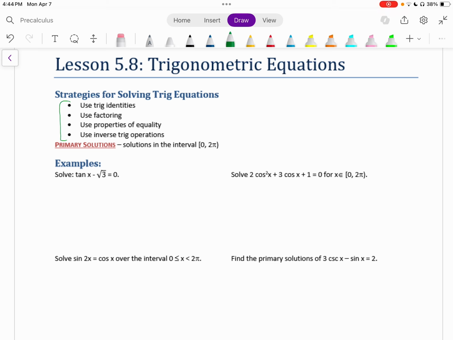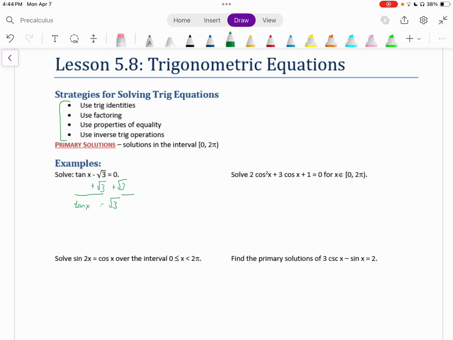So the first one says solve tangent of x minus root 3 equals 0. This one's going to be pretty straightforward. We want to solve for x. And so what we're going to do first, in this case, since it's just a single tangent x, there's no other trig ratios, we're going to go ahead and add root 3 to both sides. That gives us tangent x is equal to the square root of 3.